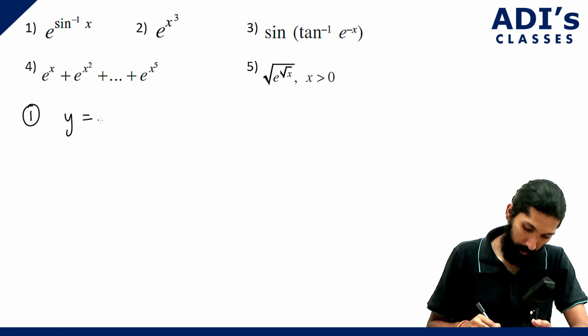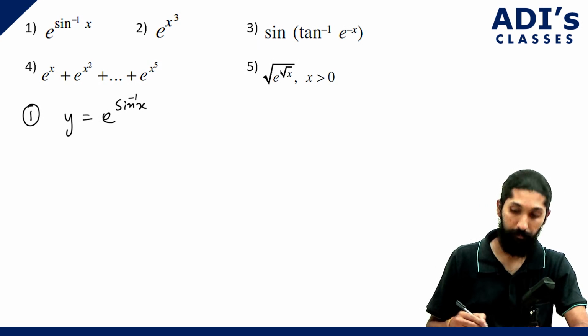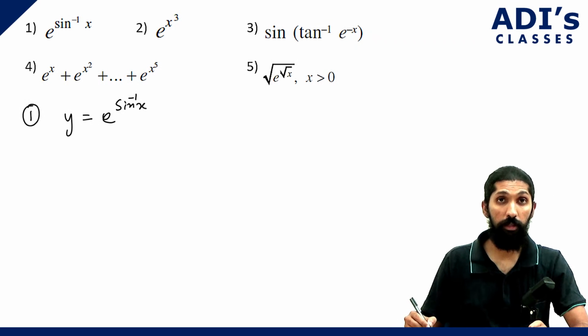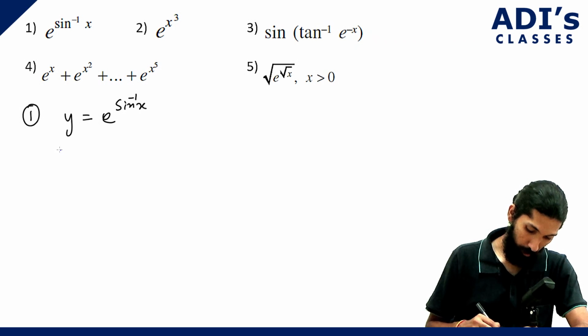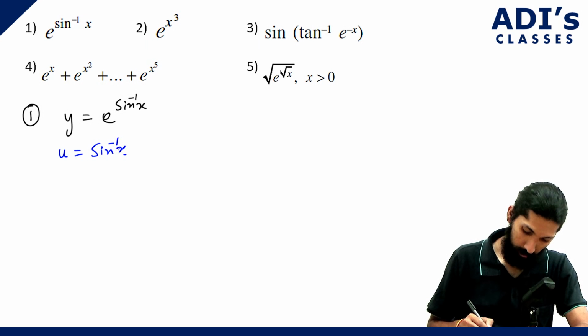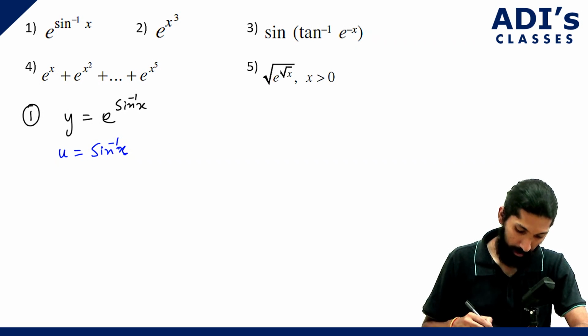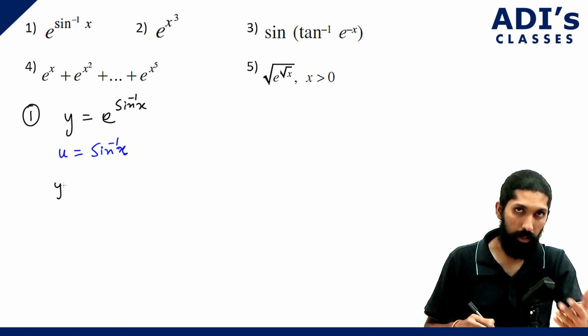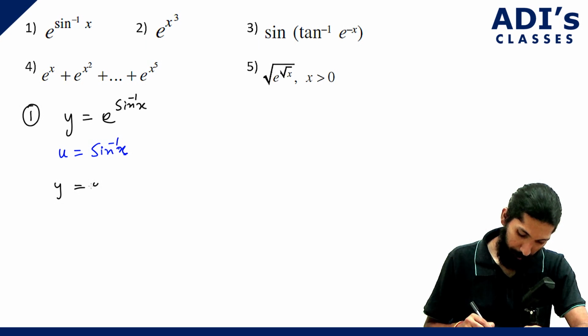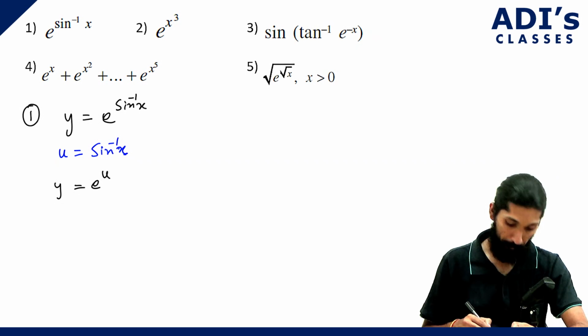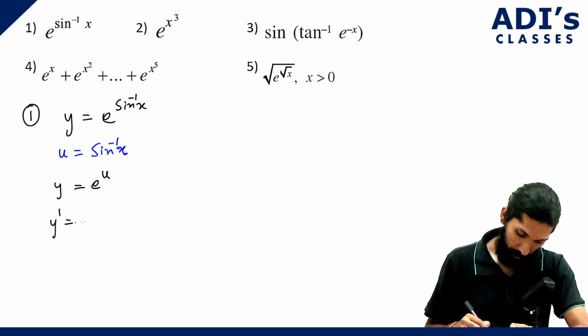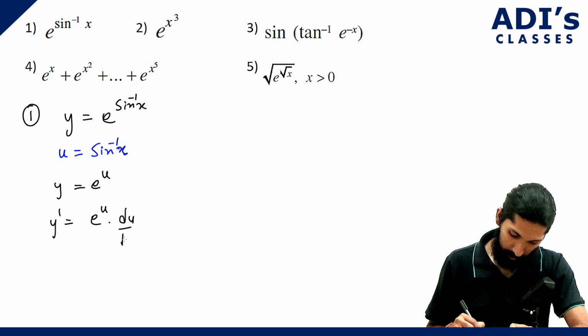See, y is equal to e power sine inverse x, right? It's a composite function, isn't it? Whenever you have a composite function, what do we do? Let's say u is equal to sine inverse x. Now, y dash, let's start with y first. y is equal to e power u, isn't it? So y dash becomes e to the power of u into du by dx.